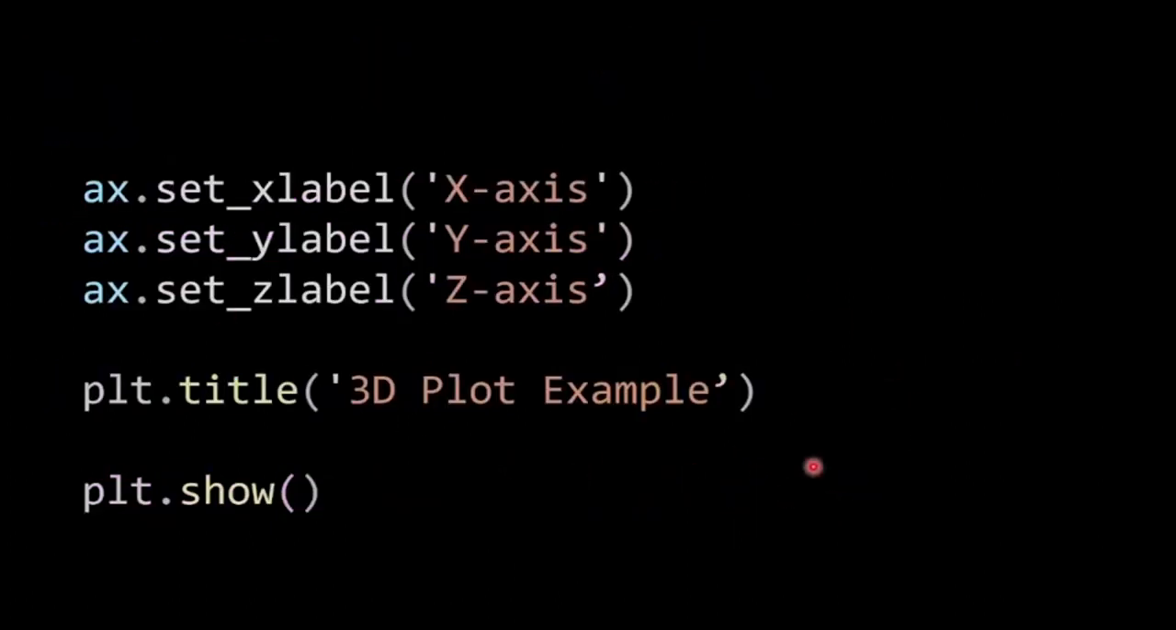Now this is the simple thing that we do in every kind of plotting in Python. This is ax.set, where I'm labeling the x-axis, y-axis, and also the z-axis, and I'm adding a title for this plot, "3D plot example". You can give any title you wish. And the most important thing is plt.show, because without this line of code you cannot see this 3D plot or any other plot.